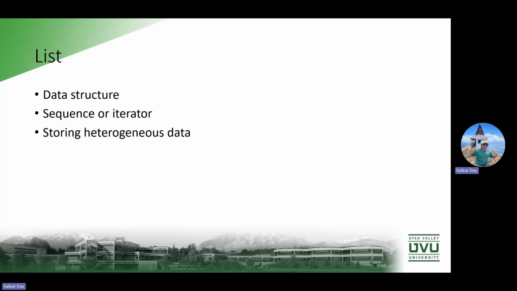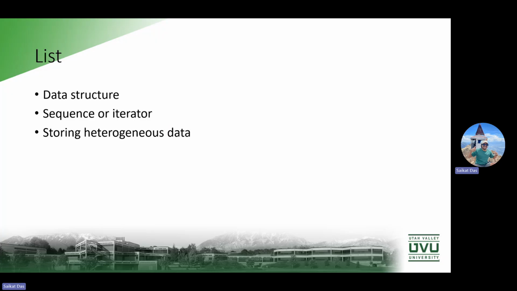Okay, what is a list? A list is basically a collection of data. Previously, we have used different variables like integer variables, float variables, string variables, right? A variable contains only one data, but now we have a collection of data. That's why it's a data structure. So list is a well-known data structure, and it is also a sequence.